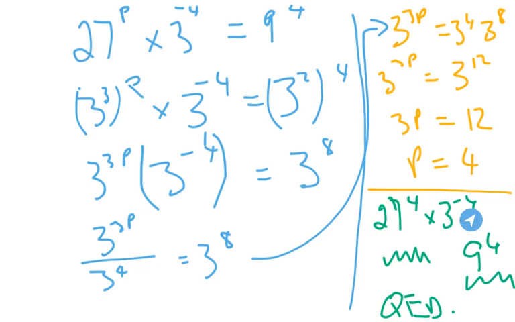If you're asked to verify, you will type in 27 to the power of 4 multiplied by 3 to the power of minus 4. You'll get the answer to that, which is 6561. Then you check that 9 to the power of 4 gives you the same thing. And if it does, you've then verified it. So to verify means you substitute your answer back into the original equation to prove it.